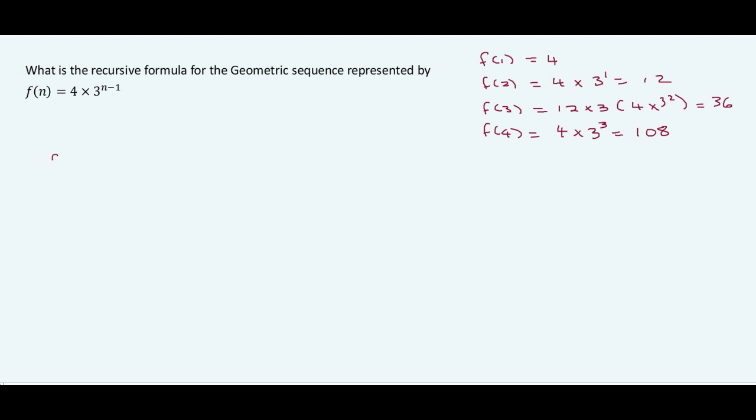So our recursive formula, f of n, is going to look like this. The first term is 4. And what we're doing here is multiplying 3 by f of the previous term. This is when n equals 1, and this is when n is greater than 1.